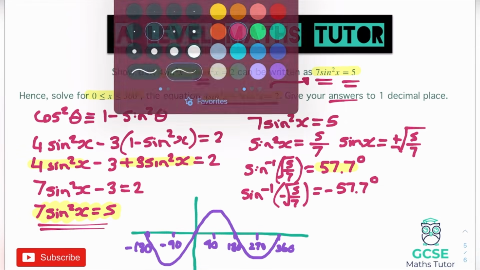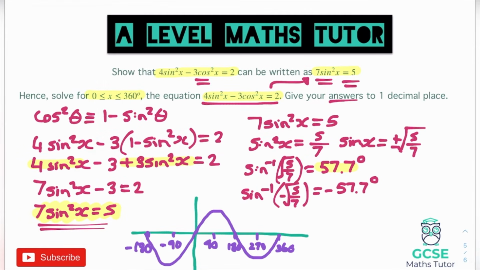Let's just imagine where these points are. We've got 57.7, which would lie between 0 and 90, just there, and we've got the negative 57.7, which is between 0 and negative 90, just here. So in order to find all of our solutions, all we have to do is trace along between 0 and 360 and see where these points hit any other point on the curve. We have our 57.7 just here, and if we go to the right, we hit the curve at another point just here.